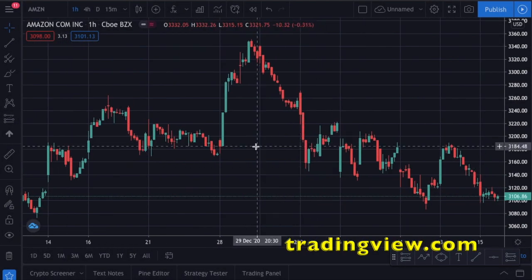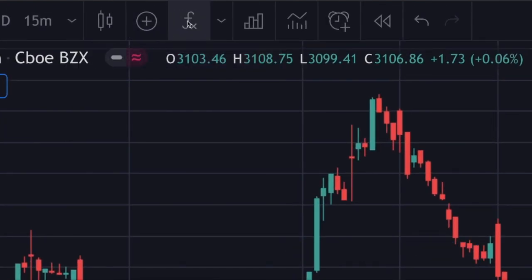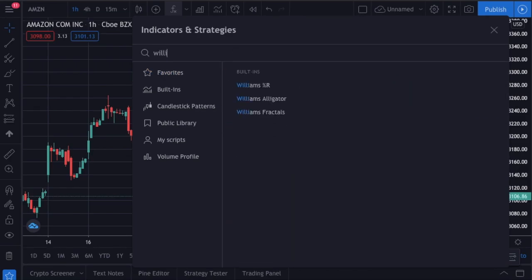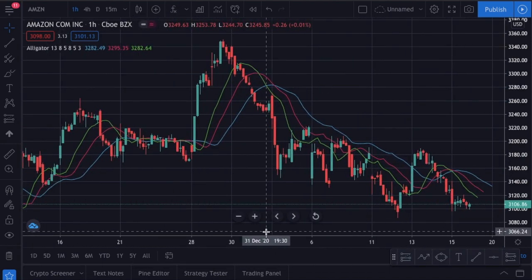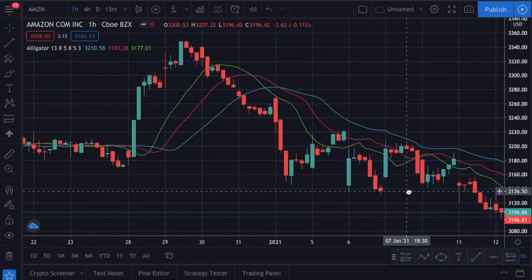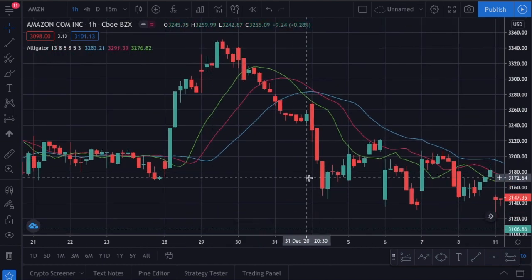I will open the TradingView.com and add Williams Alligator Indicator from the top menu. People comment to me a lot about the TradingView platform. So let me answer before you ask. Yes, it is free, and it is really useful, but you can use any other charting software if you want.